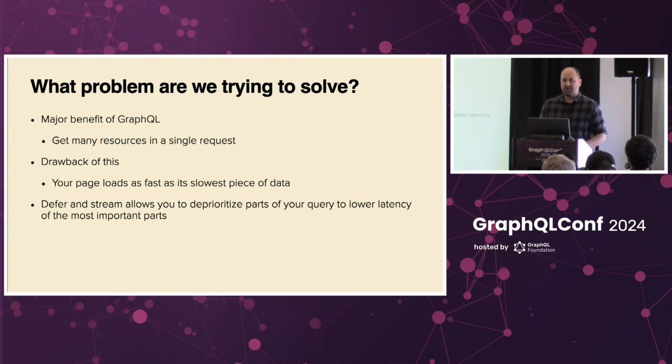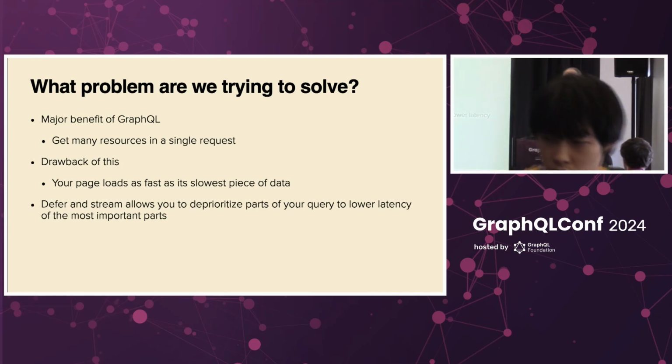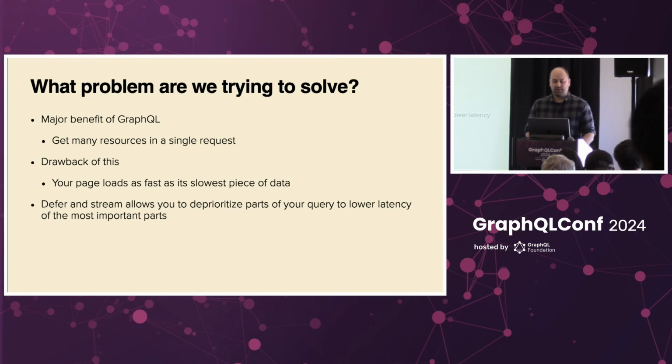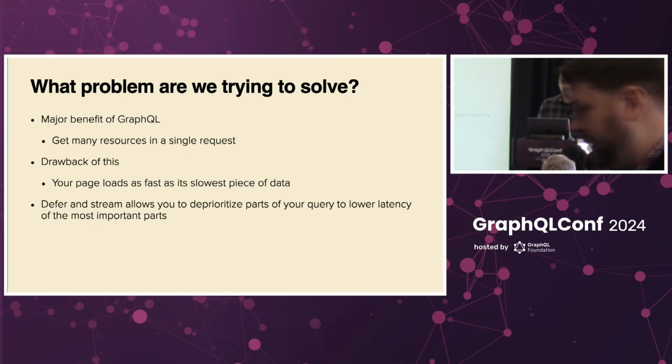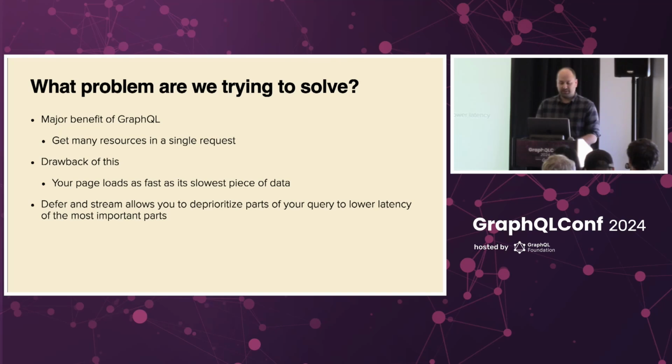So what is the problem that we're trying to solve? GraphQL is great at taking all your application's data requirements and making a single request to the server. And it's right on the GraphQL homepage. This is a major feature. You can get many resources in a single request. But this could also be a drawback. It means you don't get any results until your entire query is ready. Even if most of your query's data is really fast, just one piece of data that's slow is going to slow down your entire request.